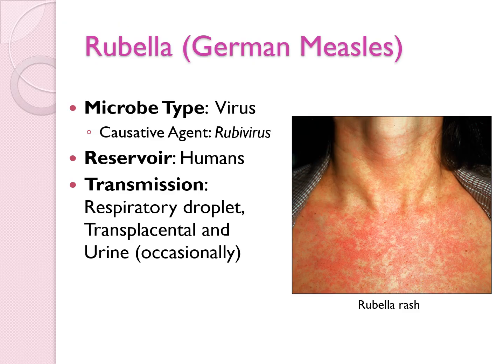Moving on to rubella, sometimes called German measles or the rubivirus. The microbe type is a virus, and the causative agent, kind of going hand in hand, is the rubivirus. The reservoir, if it's not actively making you sick, is humans. We only get it from other humans. The transmission is respiratory droplets, and it can also be transplacental, meaning it can pass from mother to fetus.